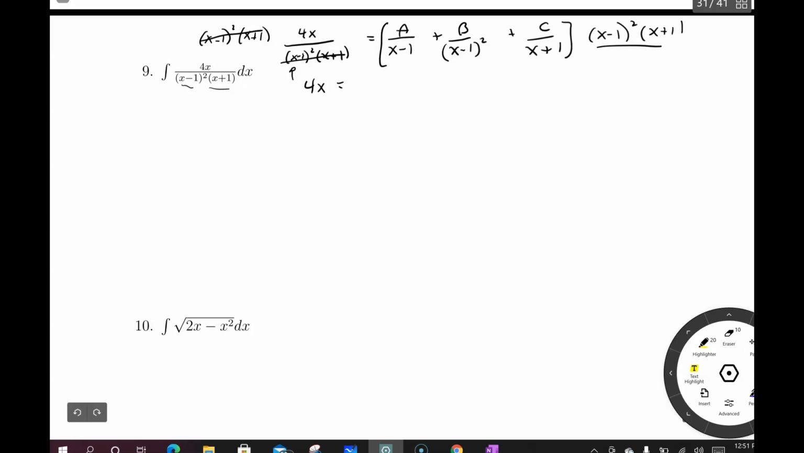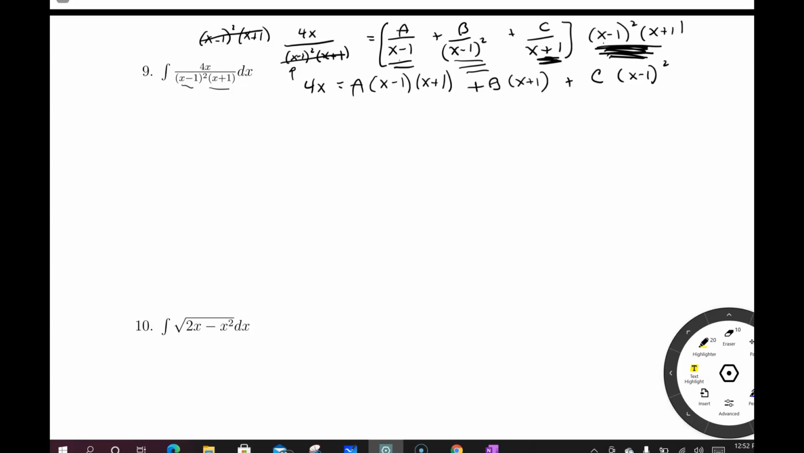On the right-hand side, I'm multiplying this times this, distributing, canceling as I go. So one of the x minus 1s will go away. So I'll be left with an A times an x minus 1 times an x plus 1. All right, so then multiplying this times this, the x minus 1 squared will go away. So I'll have a B times an x plus 1. And then if I'm multiplying this times this, the x plus 1s will go away. So I'll be left with C times x minus 1 squared.